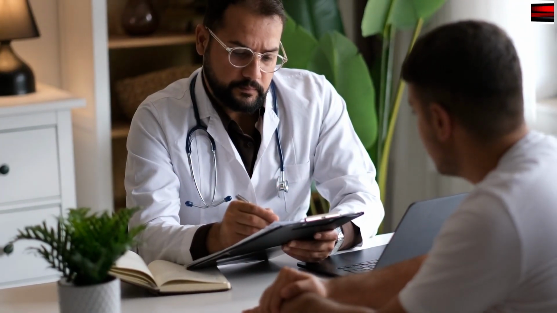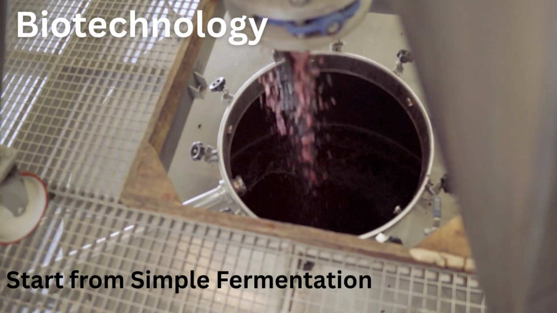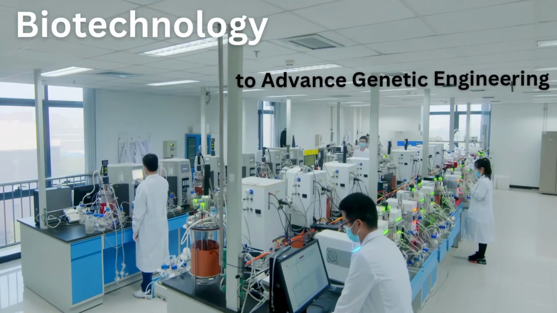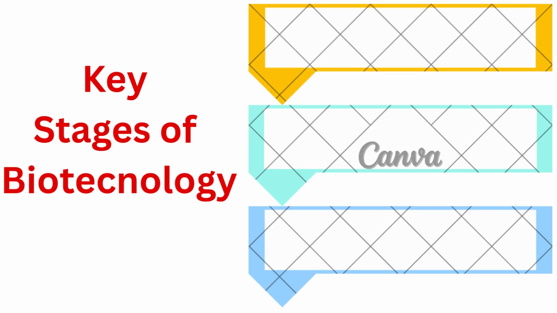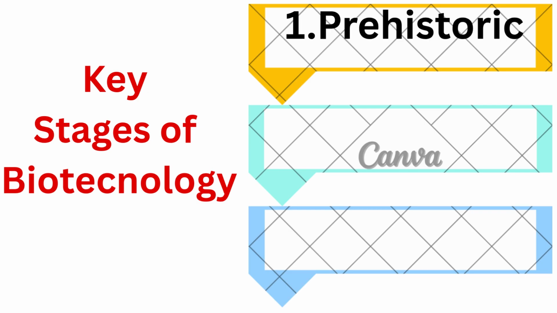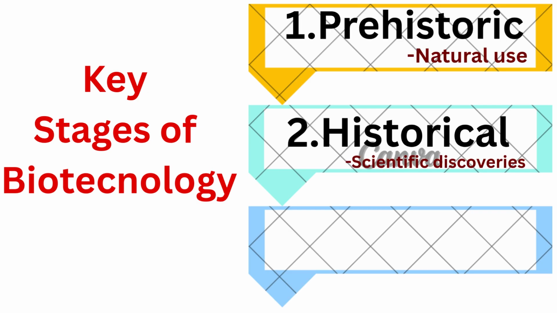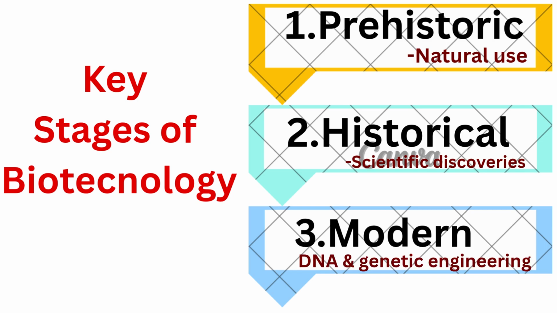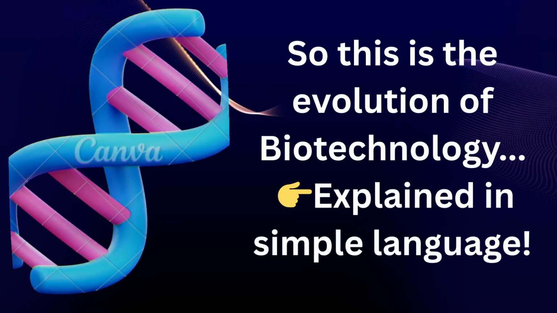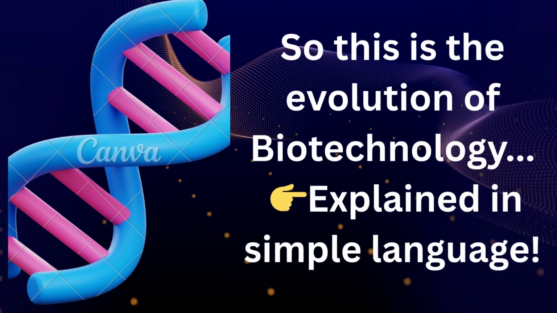Quickly revise: biotechnology started from simple fermentation and advanced to genetic engineering. Key stages: prehistoric or natural use, historical or scientific discoveries, and modern or DNA and genetic engineering. So that's all about evolution of biotechnology in a simple language.